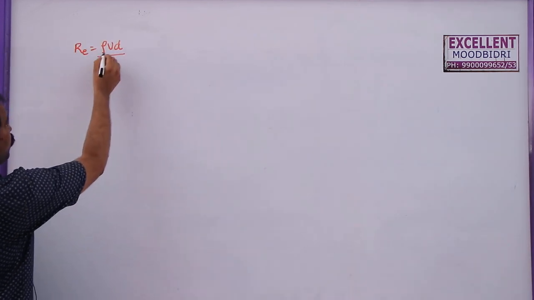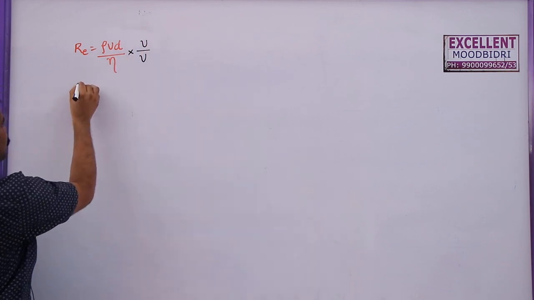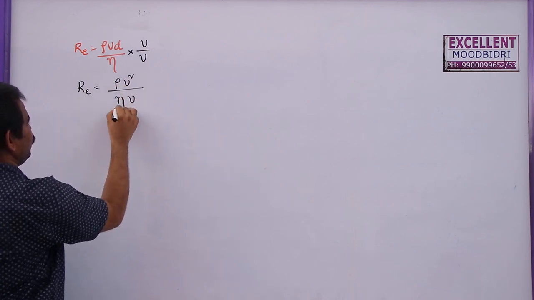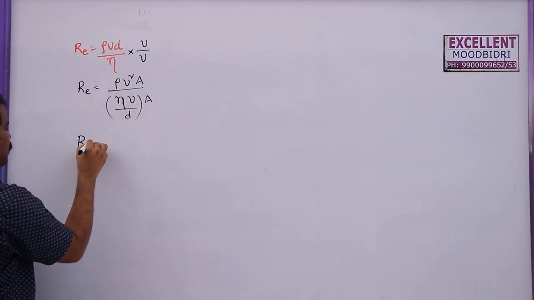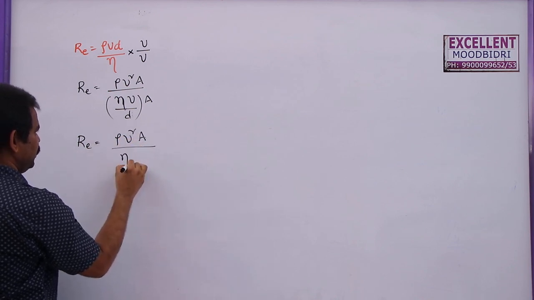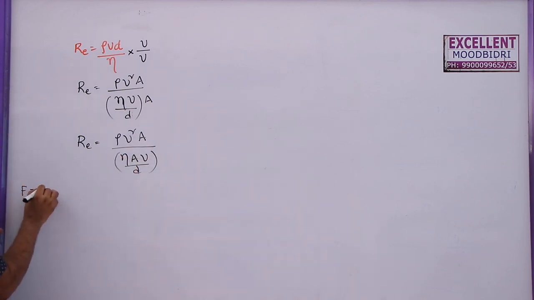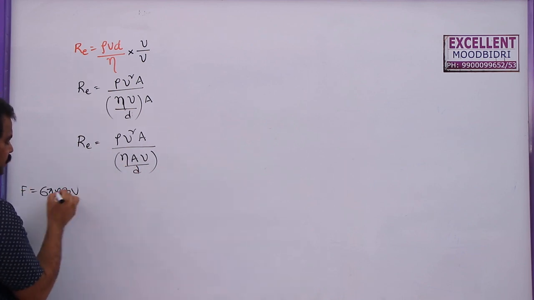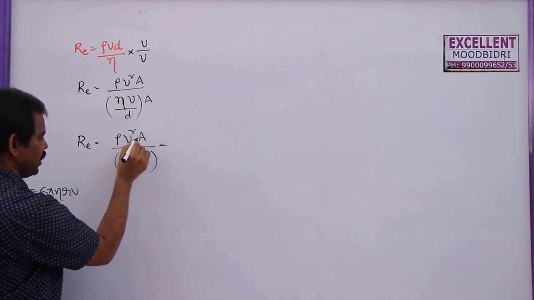Reynolds number is rho Vd by eta. Multiply this with velocity and divide with velocity, and you will get Re as rho V square by eta V by d. If you multiply with the area and area, you will get Re equal to rho V square A by eta AV by d. We know that viscous force F is equal to 6 pi eta RV. Here area is pi d square, this will become pi r square. So from this we can write this as density into square of the velocity into area.